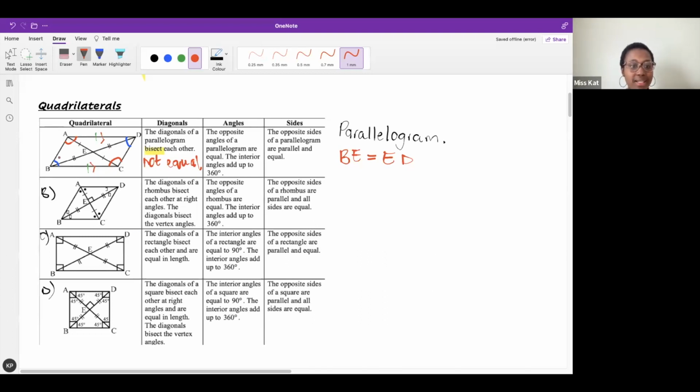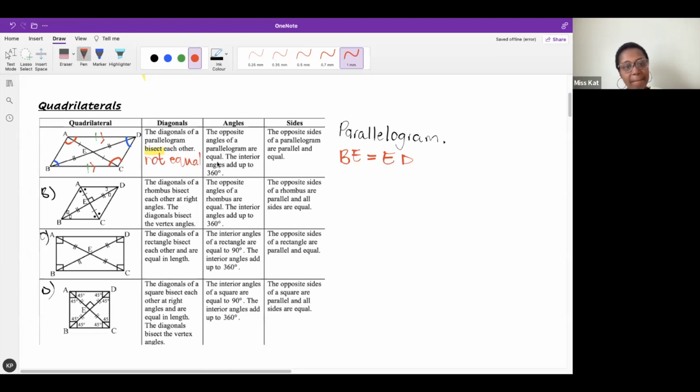No, I said the diagonals are not equal. Okay, Chi-Chi. The diagonals AD and BD and AC, they are not equal in length. So look at the table where I wrote it down. I wrote it under diagonals. They bisect each other, but they are not equal. That's all I was saying.